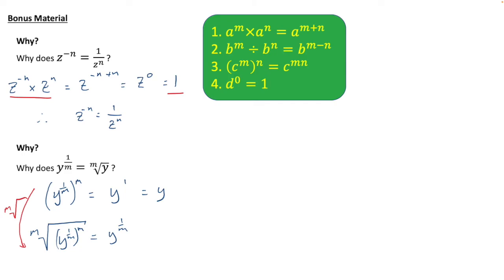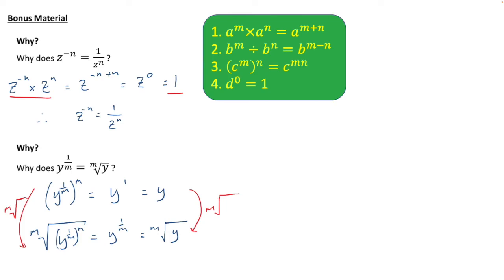Now, we got that by doing the mth root of the first expression in the top line, but that first expression, y to the 1 over m to the m, we've seen is equal to y. So if we take the mth root of y, then that will be the same as the other expressions on the bottom line. And sure enough, that means we have the mth root of y, and so we've shown that y to the 1 over m is equal to the mth root of y.